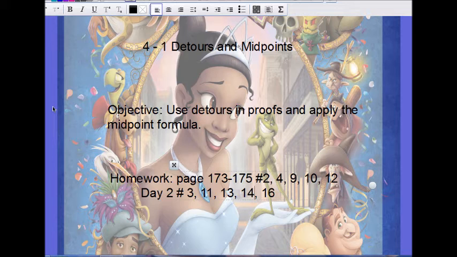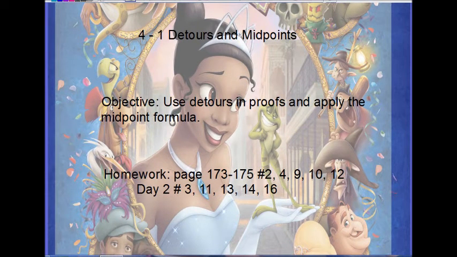Now our homework is going to be split between 2 days. For our first day, our homework is going to be on page 73 to 75, numbers 2, 4, 9, 10, and 12. For day 2, we're going to be working on numbers 3, 11, 13, 14, and 16.